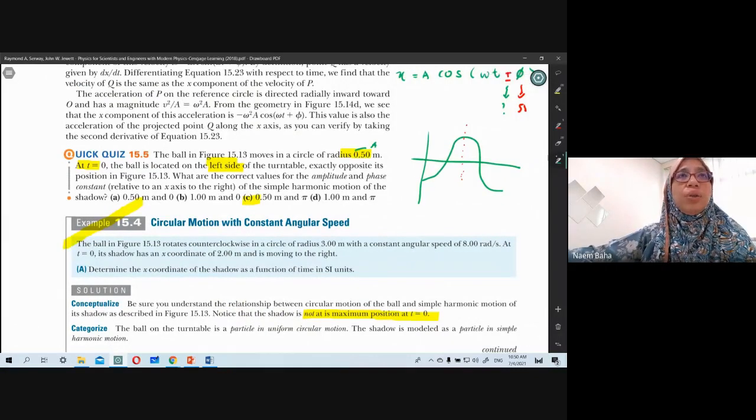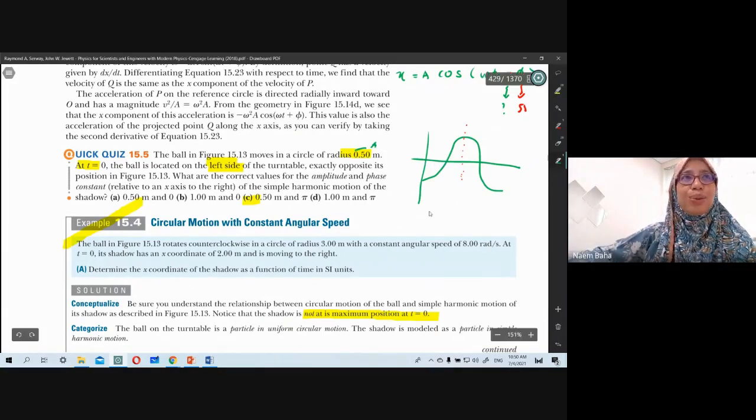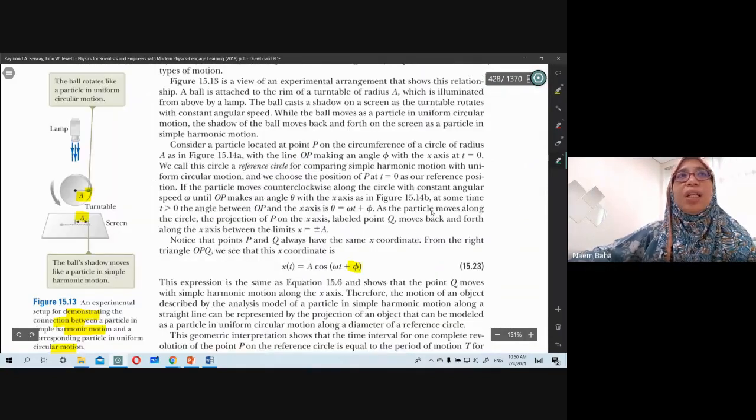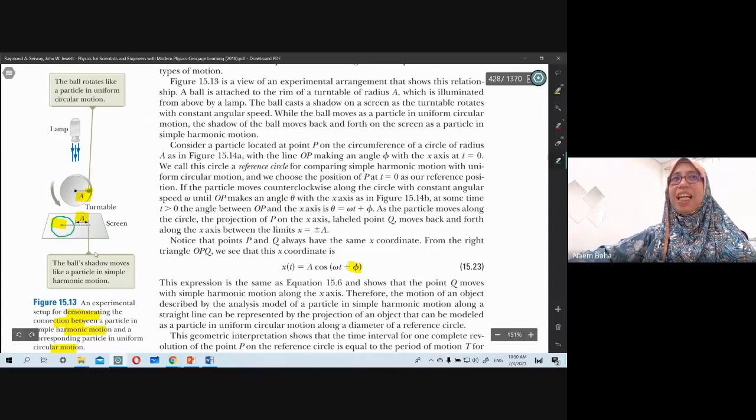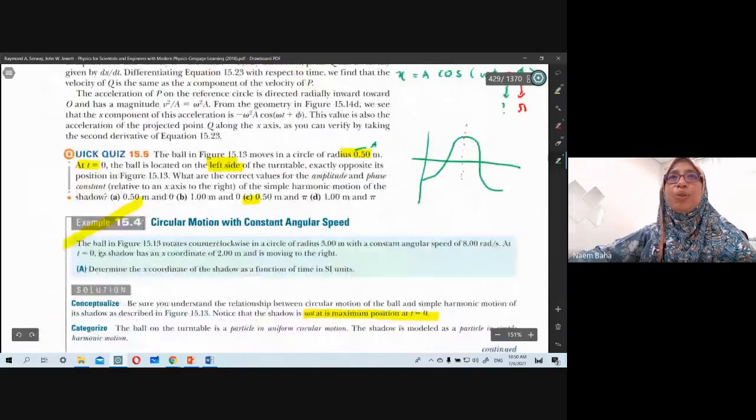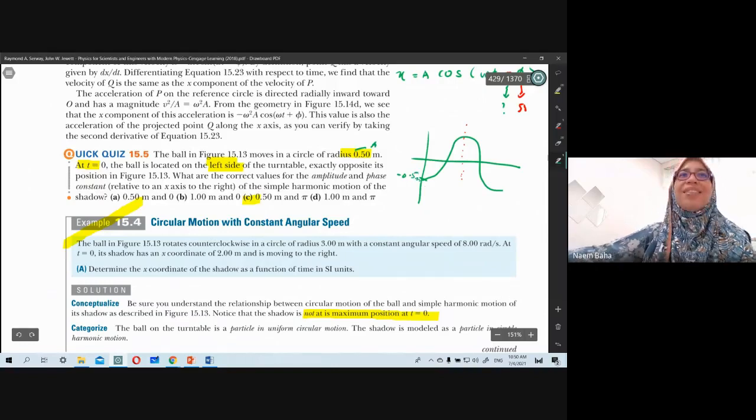At t equivalent to 0, the ball is located on the left side. So at t equivalent to 0, it's not here on the right. It's here. It's negative. So if I were to sketch the graph, the graph would look something like this. Because at time 0, it's negative A, so negative 0.5 meter. Alright, understand?